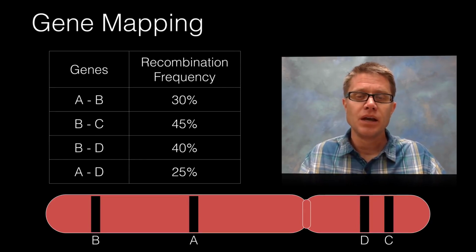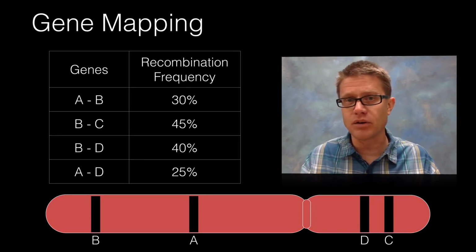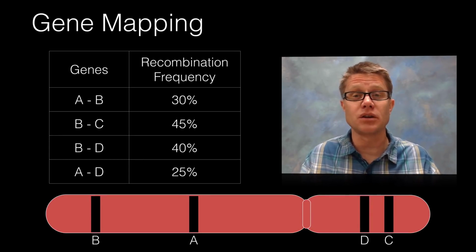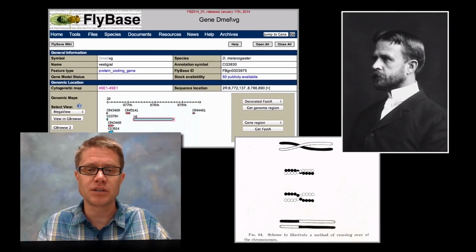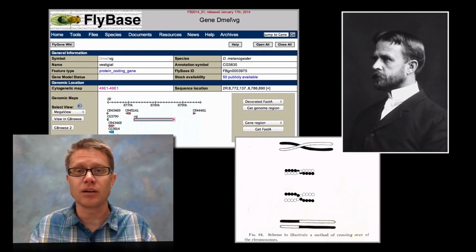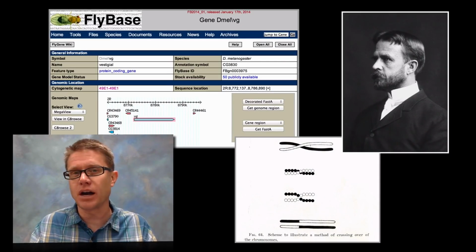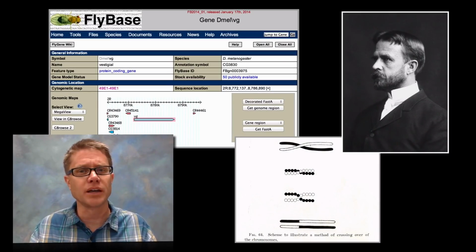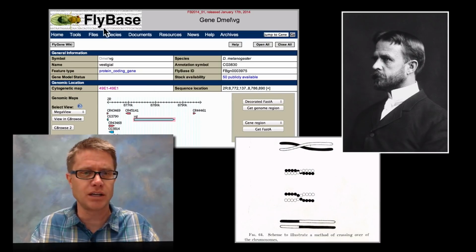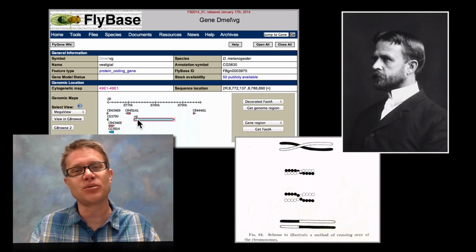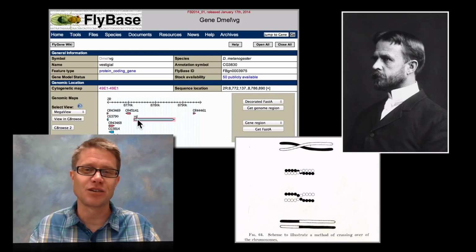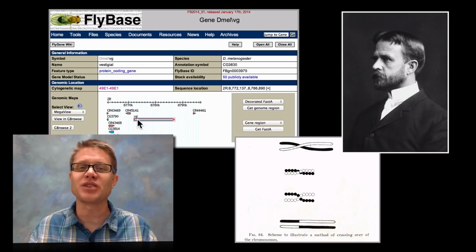And so Sturtevant and Morgan did that over years, and they were able to map out where the genes are found on the chromosomes. Now, we don't do it this way anymore. What do we do today? We simply sequence the DNA. Once we sequence the DNA, we can figure out where the genes are. But the cool thing is that as we compare that, you could go right here to FlyBase. I was looking up the vestigial gene. We know exactly where it is, and it maps up perfectly with the work of Morgan and Sturtevant. And so that's genetic recombination. It allows us to create gene maps, and I hope that was helpful.